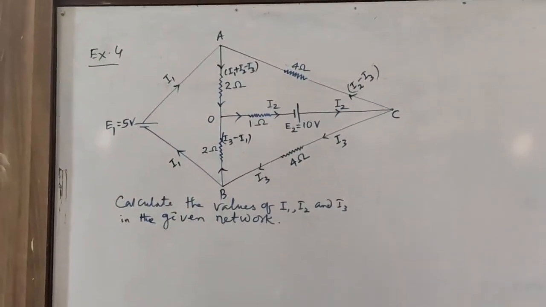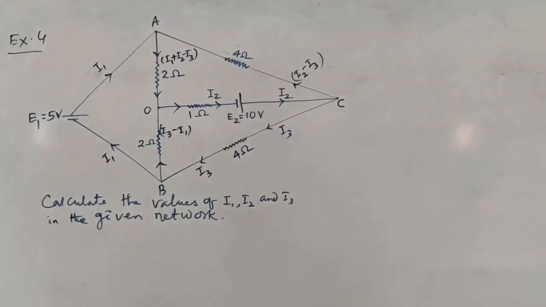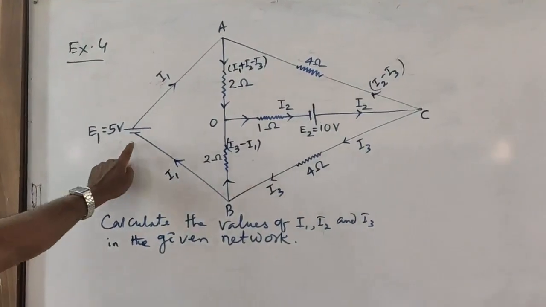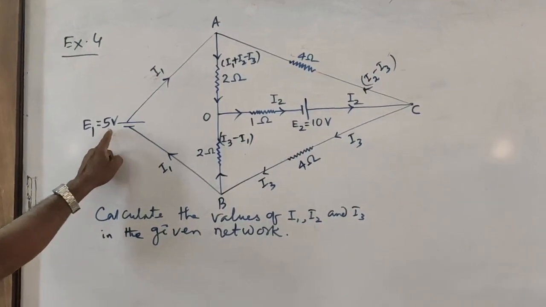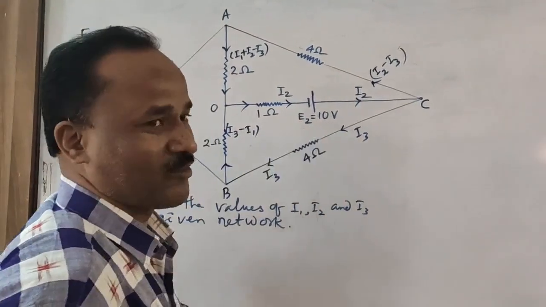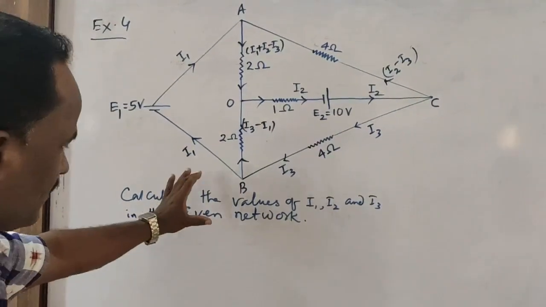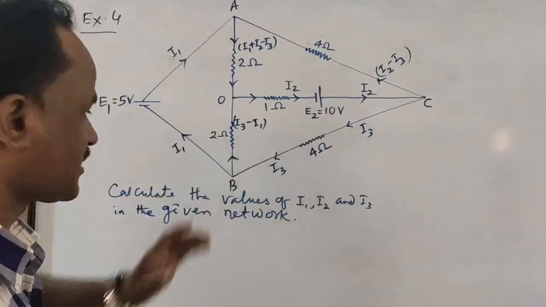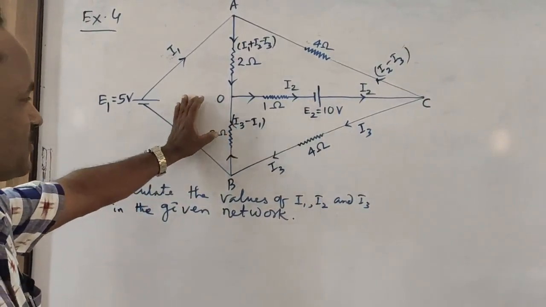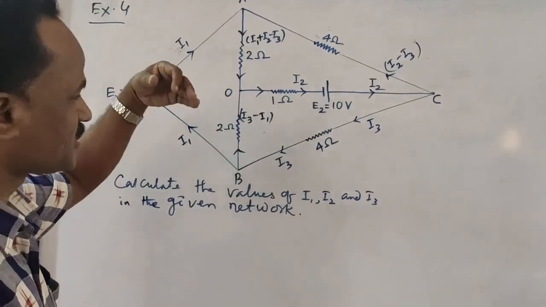Look at today's very complicated circuit. Though the circuit contains only 2 cells, one cell is connected here of EMF 5 volt, another cell is connected here of EMF 10 volt. But the thing that makes the circuit simpler is that the distribution of current according to the KCL rule is done.